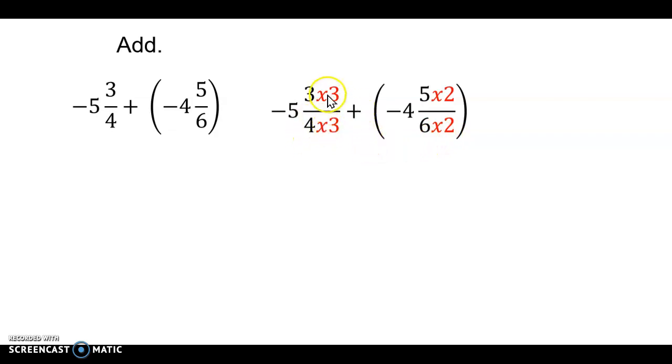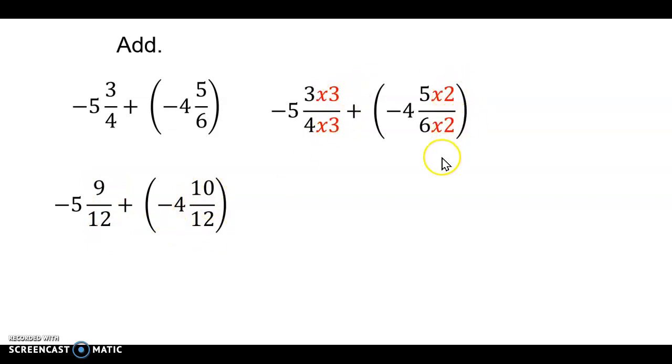So you notice how I'm multiplying the top and the bottom by the same number. So we end up with negative 5 and 9/12 and negative 4 and 10/12. That's from multiplying these. Now we have our common denominator. And so they're both negative, so we're going to add these. So 9 plus 10 is 19 over 12. And then the negative 4 plus negative 5 is negative 9.